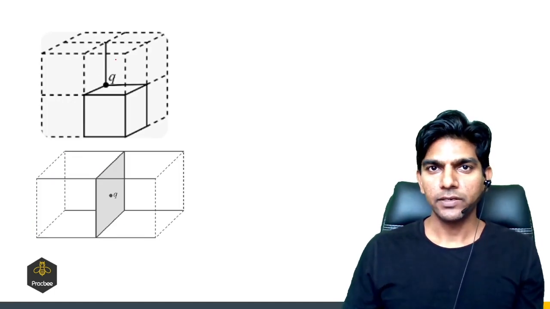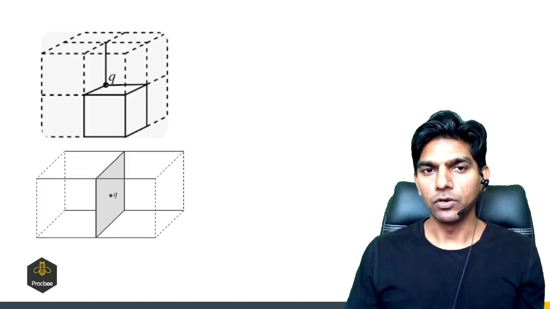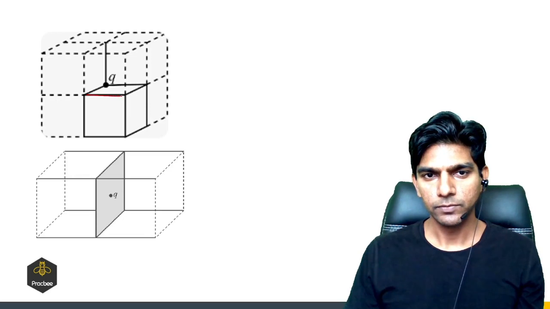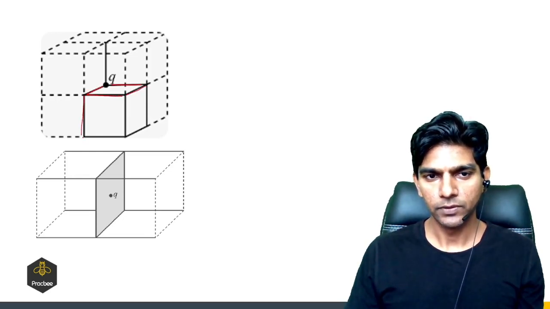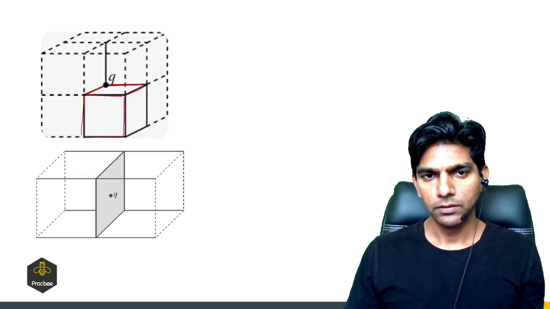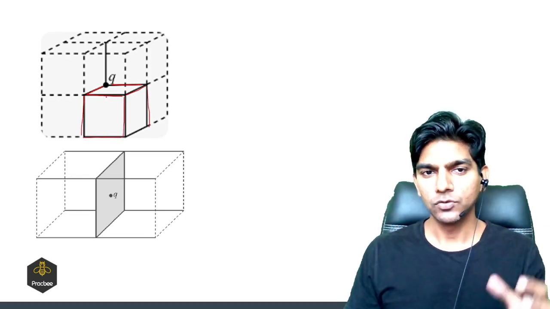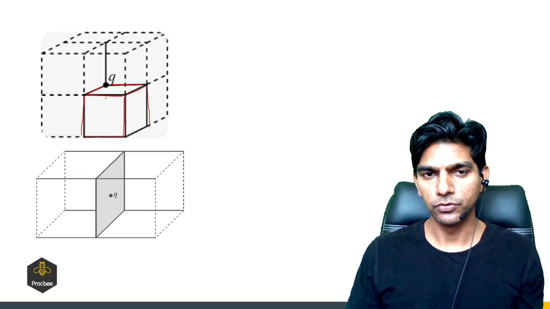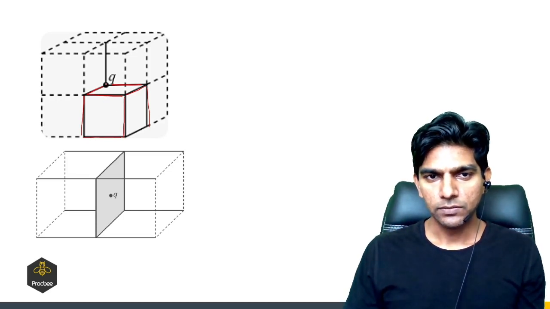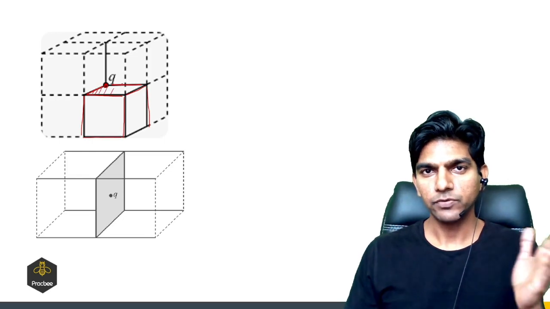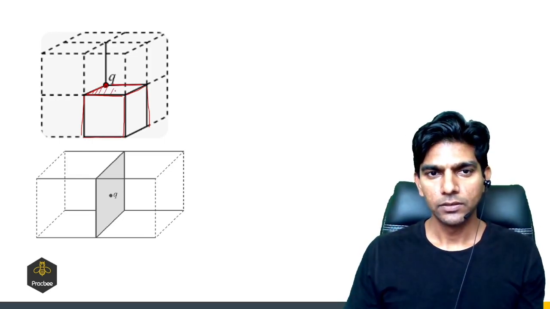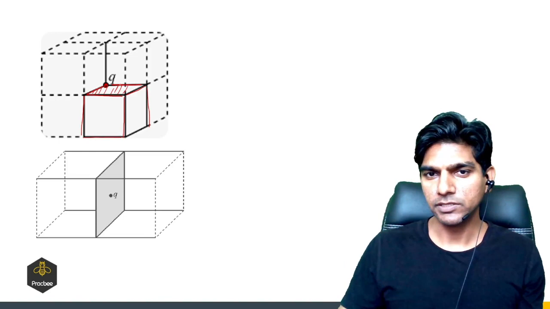Now if we have a charge placed at one of the corners, this is our cube and we have placed a charge q at the corner. Now what is the flux linked? How much flux is crossing through this cube? Since this charge q lies on the top face, left face and the back face, the flux linked with those faces will be 0.